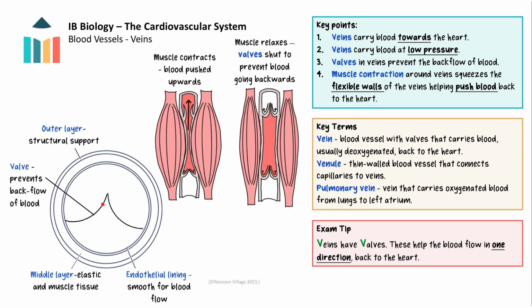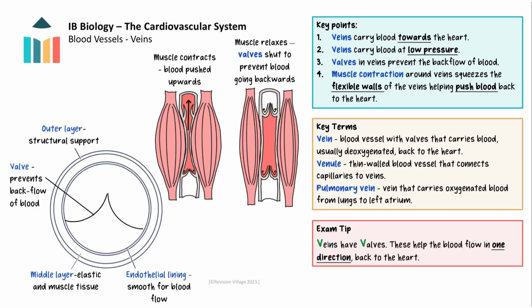They also contain valves. These valves open as blood is pushed up the veins by contracting skeletal muscle on either side of the flexible wall of the veins. The valves then shut to prevent the backflow of blood as it is pulled down by gravity as the muscles relax.